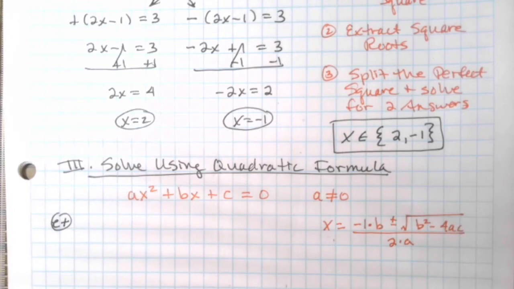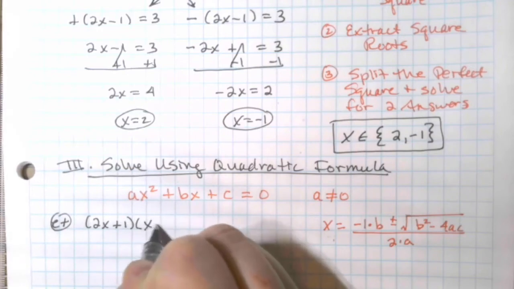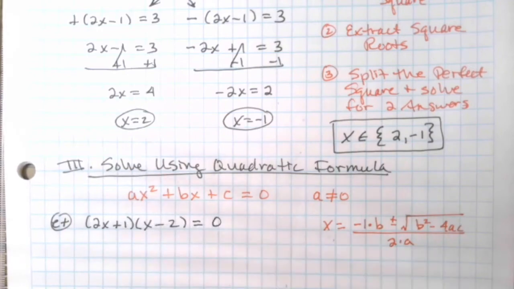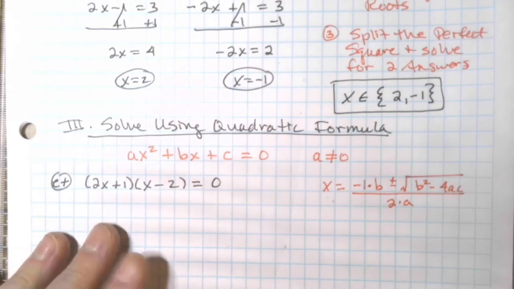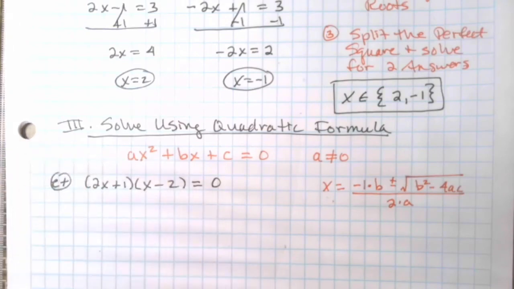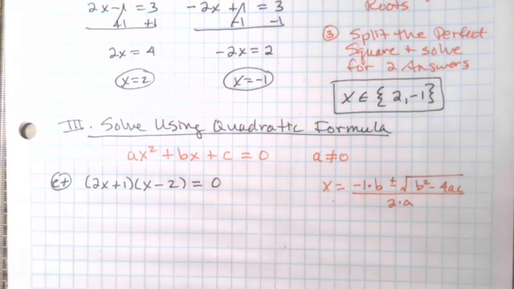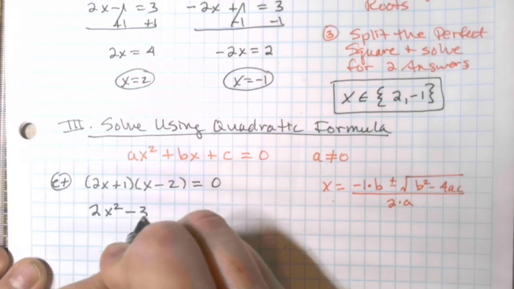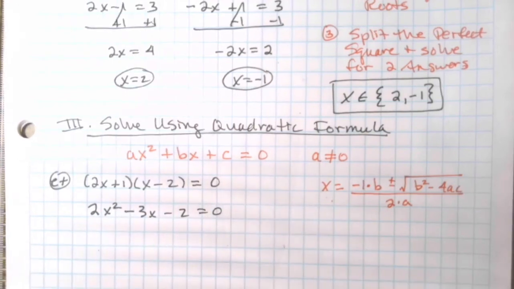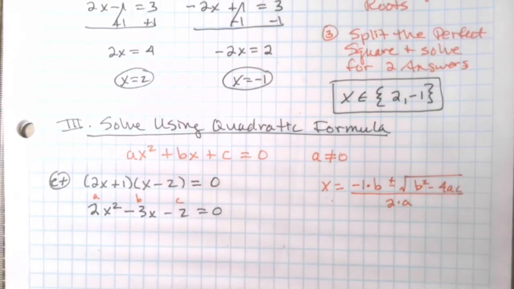All right, the equation we're going to solve is 2x plus 1 times x minus 2 equals 0. Now on your homework, they're going to give you all kinds of weird looking equations. If your equation has fractions, you can clear the fractions and then get a new a, b, and c. Sometimes that's easier than doing the fractions in the formula. This one, though, we need to multiply out. So when we do, we get 2x squared minus 3x minus 2 equals 0. So a is 2, b is negative 3, c is negative 2.